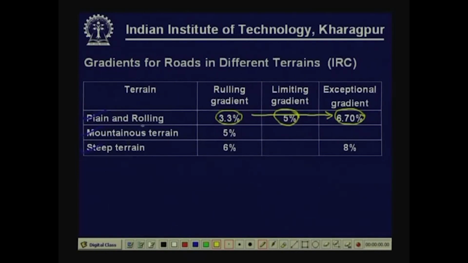Similarly, as the terrain becomes difficult, vertically also the values will increase. So, for ruling gradient the limit is 3.3% in plain terrain, 5% in mountainous, and for steep terrain it is 6%. Like that, for different terrain conditions, the limiting values of ruling gradient, limiting gradient and exceptional gradient are given.